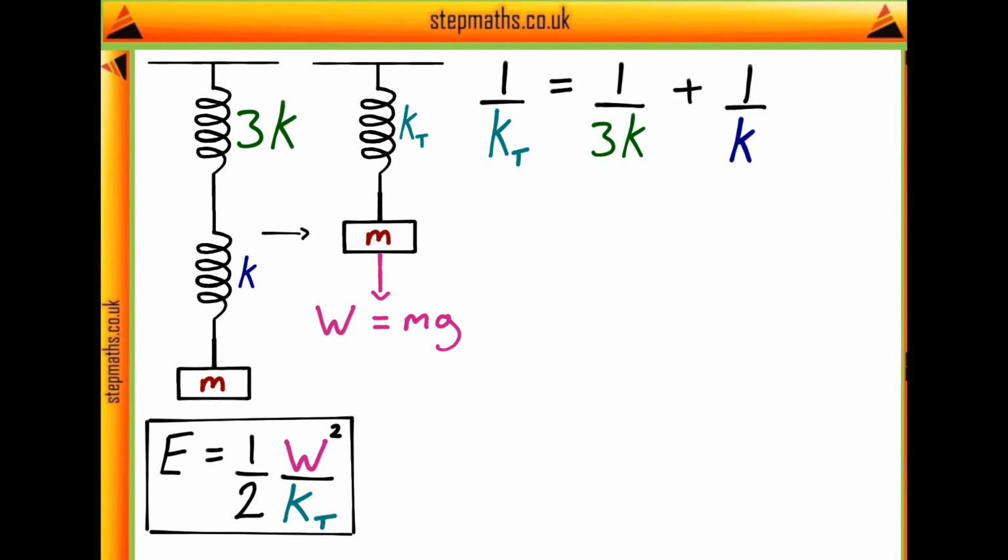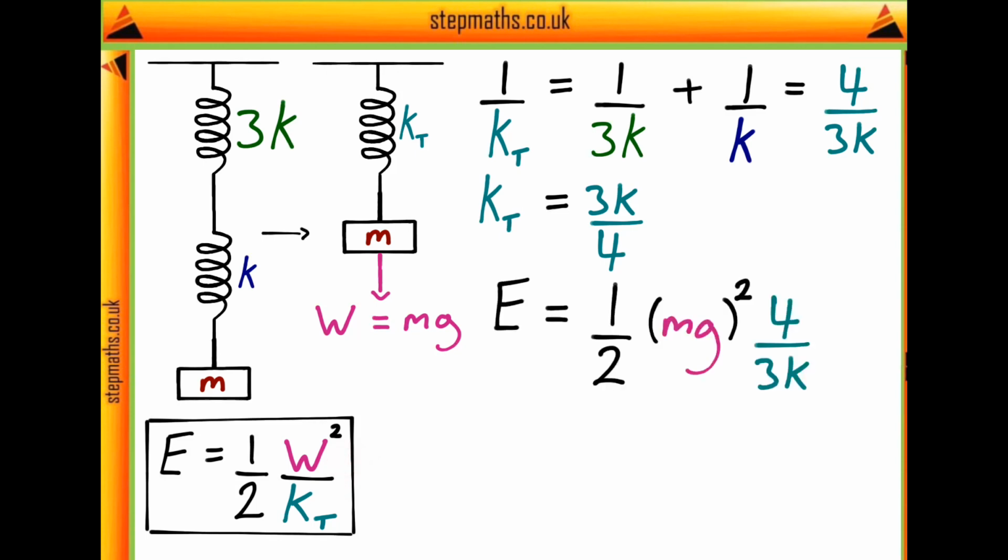But anyway, we can go ahead and find out what this is going to be. 1 over our final spring constant, Kt, is going to equal 4 over 3K, which of course we can just flip to get that our final spring constant is 3K over 4. So now we have our final spring constant and our weight, so we can plug these into our equation for the elastic potential energy and find our answer.